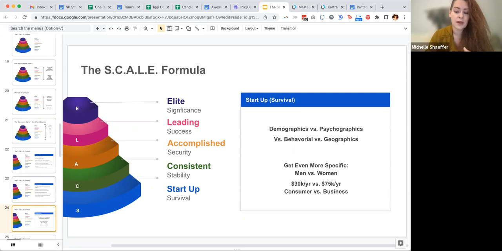And you really want to think not just about the demographics of how much income or revenue they have in their business, but the psychographics. Where's their mind at? What are they worried about? What are they thinking? Think about their behavior versus the geographics. And get even more specific as you're really looking at this. You want to look at, are you targeting men versus women? Is there, in your model, are you targeting people who are at the lower end or the higher end of this particular group? And is it consumer versus business, right?